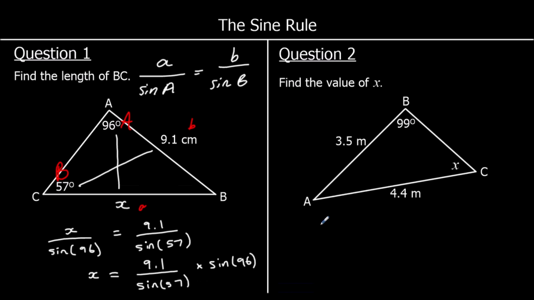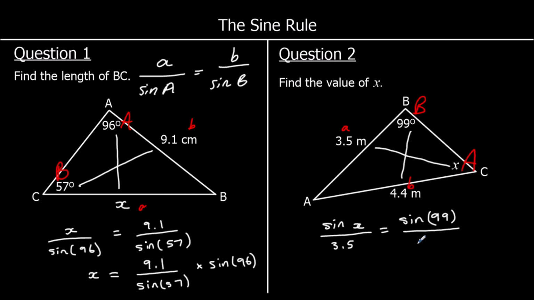Question 2, find the value of x. This time we're working out an angle. Do we have opposites? Yes, we do. So we're going to work out an angle. So let's put the angles on top. So we have big A and little a, big B and little b. So sine always with the angles. So sine A, sine x over 3.5 equals sine with the other angle, 99, over 4.4.